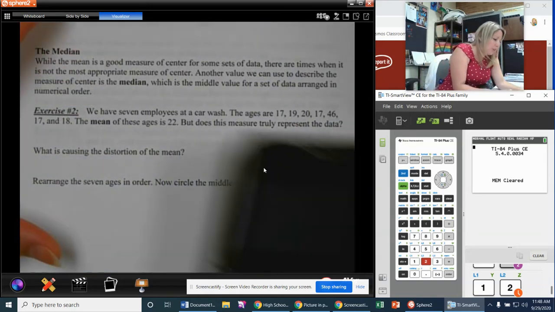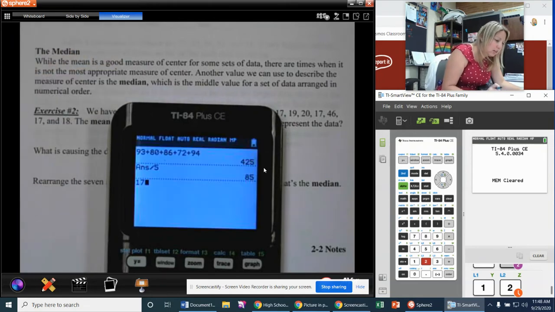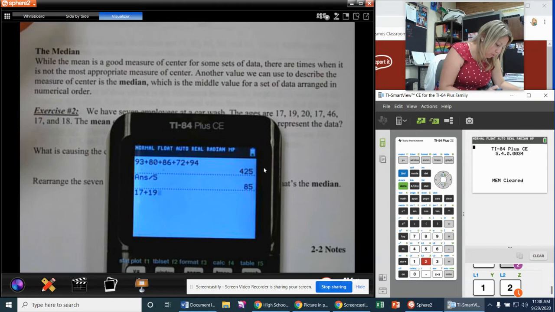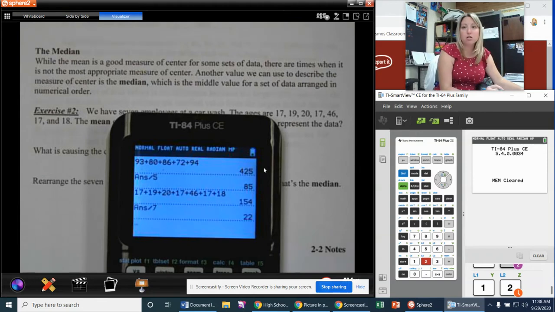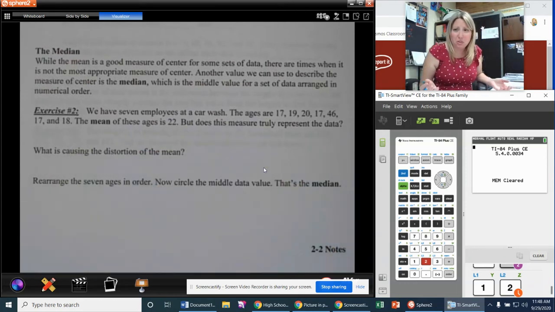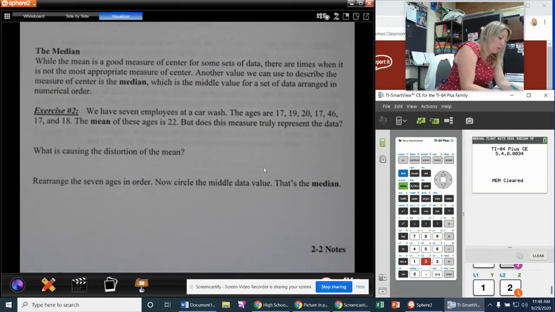And let's just prove that real quick, right? So 17 plus 19, plus 20, plus 17, plus 46, plus 17, plus 18, and divide by 7 employees. Yeah, 22, right? The mean is 22. Are there even any 22-year-olds that work there? No. What's causing the distortion of the mean?